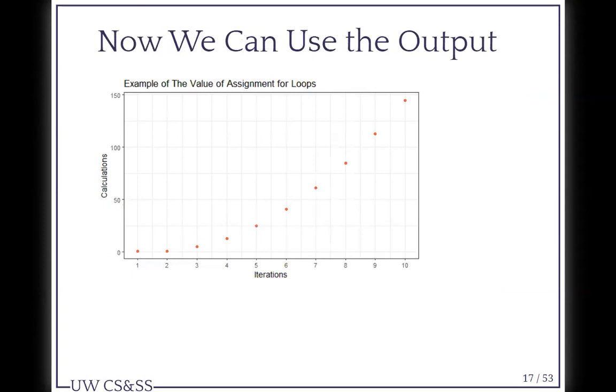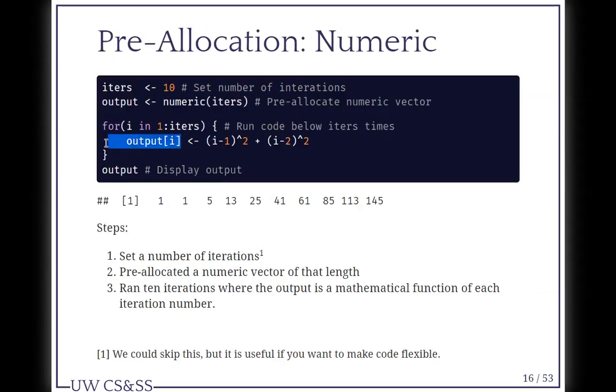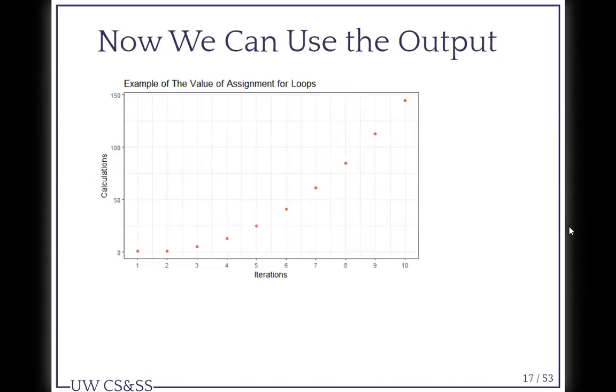So like I said, now that we can save things using this sort of structure, where we've pre-allocated a vector and then used our subset to create information inside of that vector, we can use it to make plots, for instance, or more complex operations.